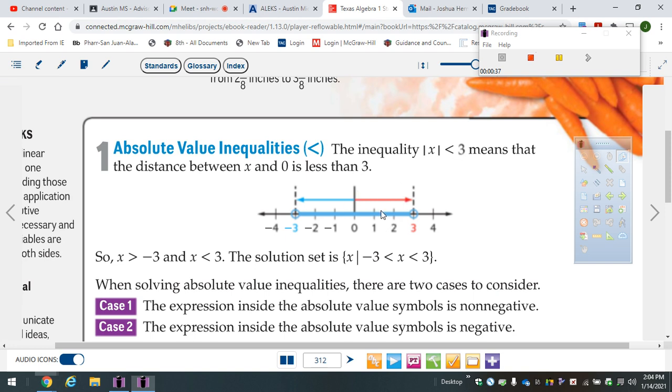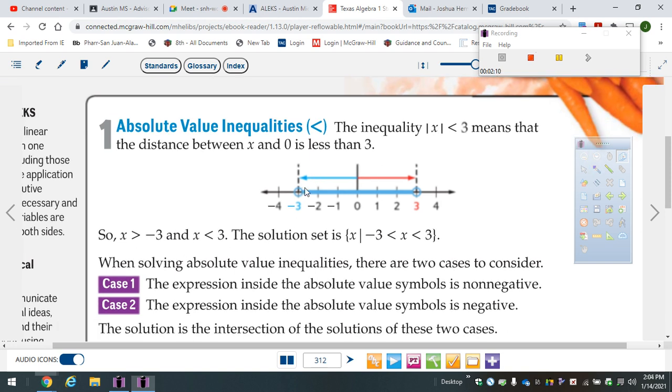This translates into this. So when you read this, let's look at what this says. We're going to break this down: x is greater than negative 3, so these values are greater than negative 3. And x is less than 3. So look at the symbols. The solution set would be all the numbers going this way, and all the numbers going this way. So x is between negative 3 and 3, not including the 3, no equal sign. So it goes like that.